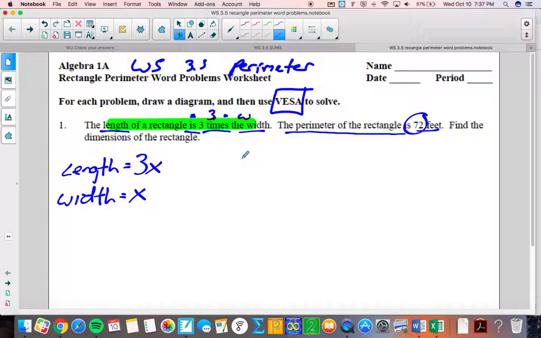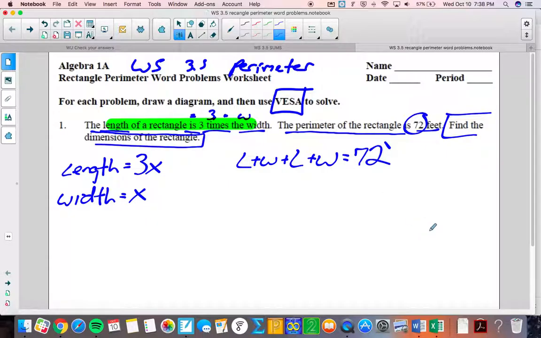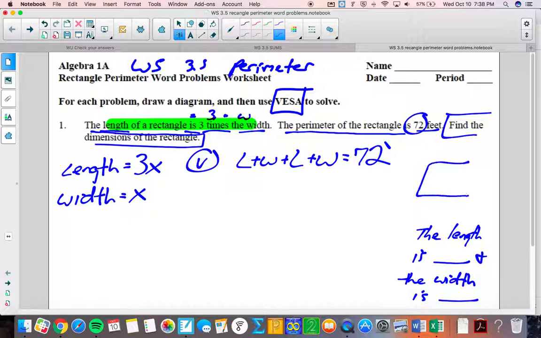The perimeter of the rectangle is 72 feet. To get perimeter, you take length plus width plus length plus width. You have to go around all 4 sides of the rectangle. Now I'm supposed to find the dimensions, so I could start answering the question: the length is blank and the width is blank. Now I just have to figure out those blanks. This is my verbal model, and they also asked us to make a rectangle.